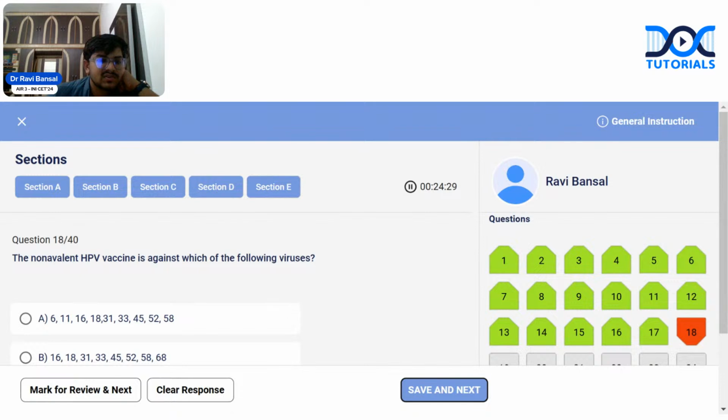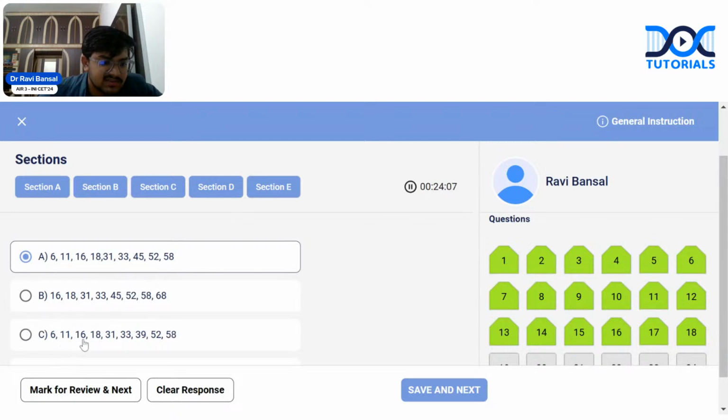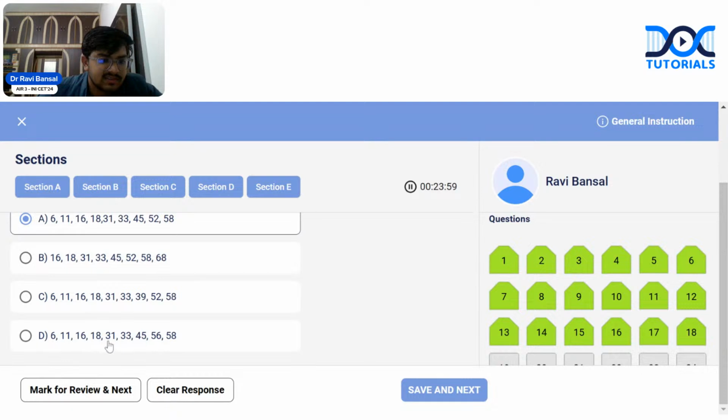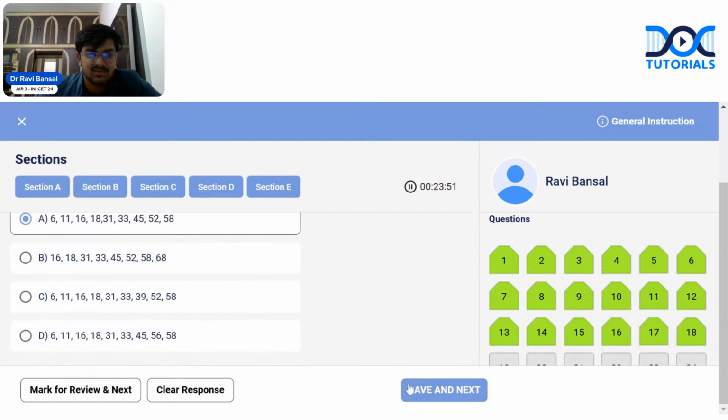Nonavalent HPV vaccine is against which of the following? This is a previous year question, and especially INI CET is very fond of asking questions which include some numbers. So you have to just cram those nine numbers: 6, 11, 16, 18, 31, 33, 45, 52 and 58. This one is looking right, so you might want to check. They haven't given 6 or 11, so this is wrong. 6, 11, 16, 18, 31, 39 is not there; after 33 there is 45. 6, 11, 16, 18, 31, 33, 45, 56 is not there. This has 52. So this is a repeated previous year question.